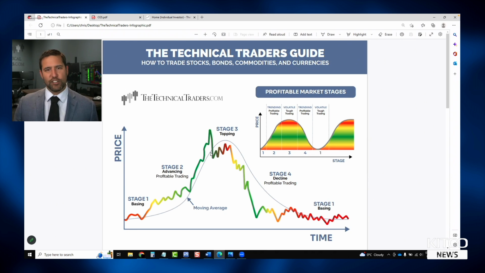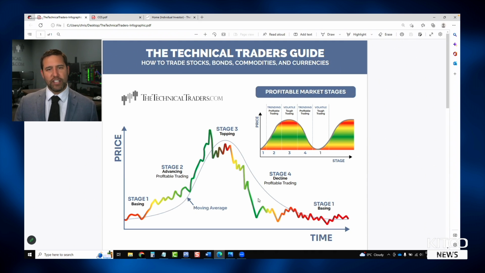Then we've got a stage 3 topping phase, which is also red because it's a very difficult time. It's a lot like a stage 1, except much more volatile, and sectors are all over the place. One week, one sector could be hot. The next week, it's not. And this is kind of the stage that I think we're in right now.